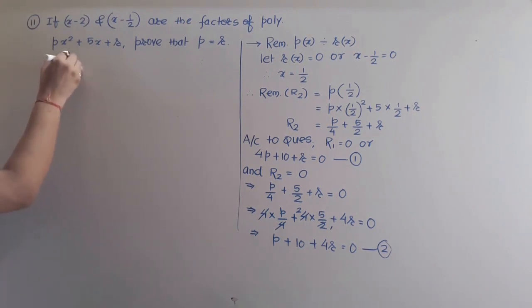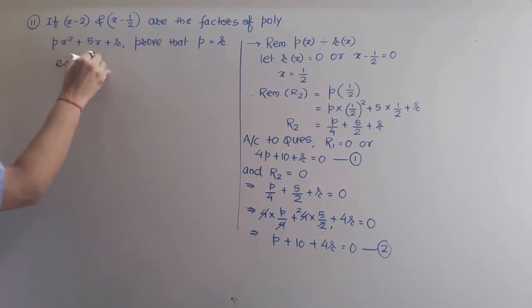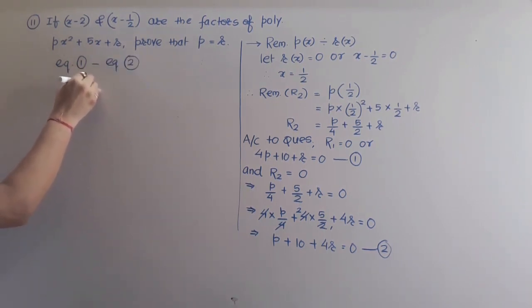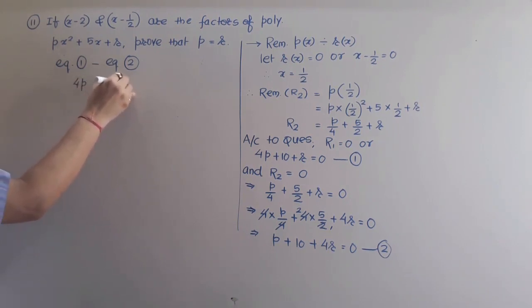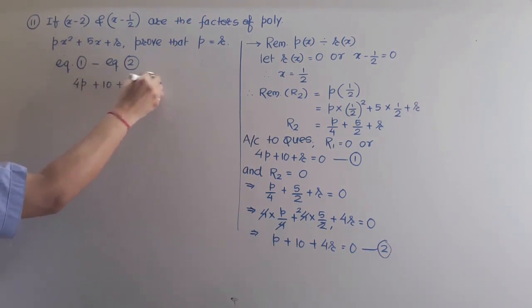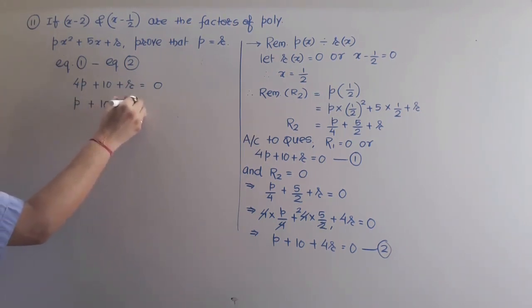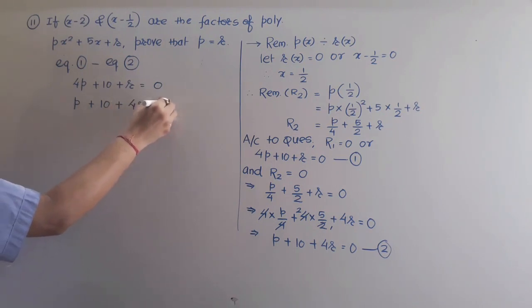So here we shall write down equation number 1 minus equation number 2. What is my equation number 1? 4P plus 10 plus R will be equal to 0. And what is equation number 2? P plus 10 plus 4R will be equal to also 0.